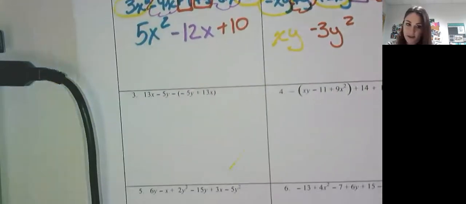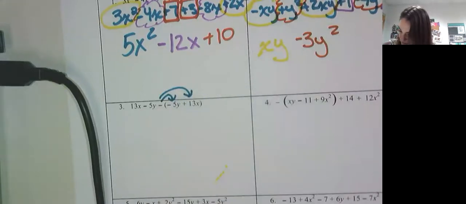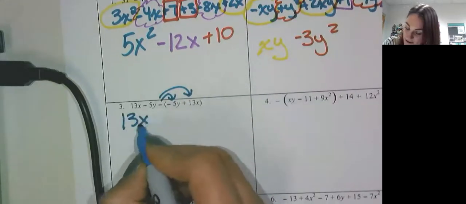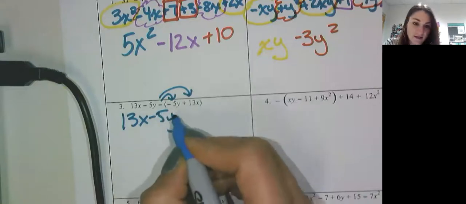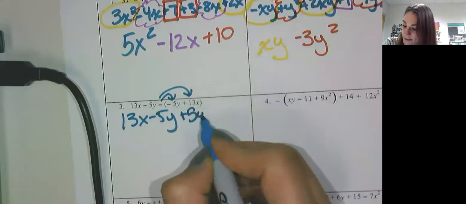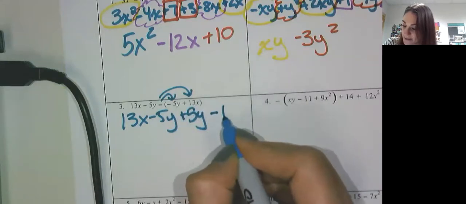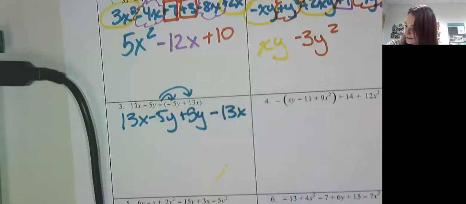Let's look at the third one. So here again, we're going to flip those tiles from the opposite region. So the 13x and the -5, nothing's going to happen to those. This -5y is going to become +5y, and that 13x is going to become -13x.